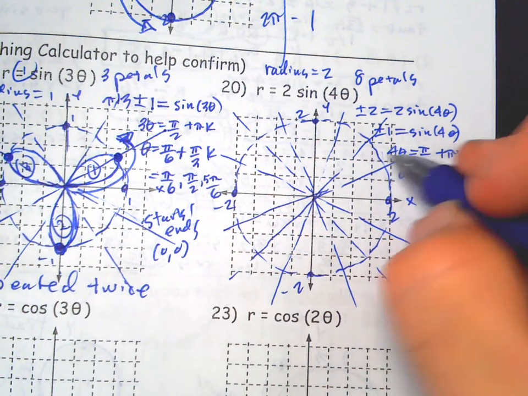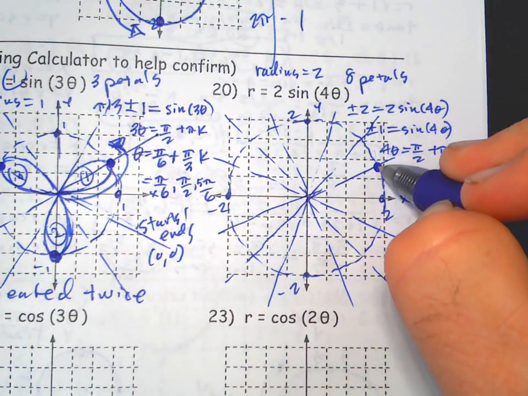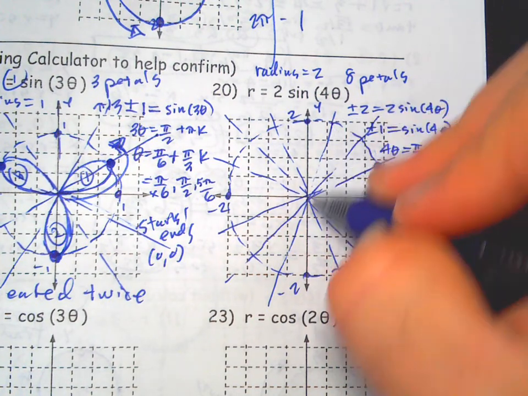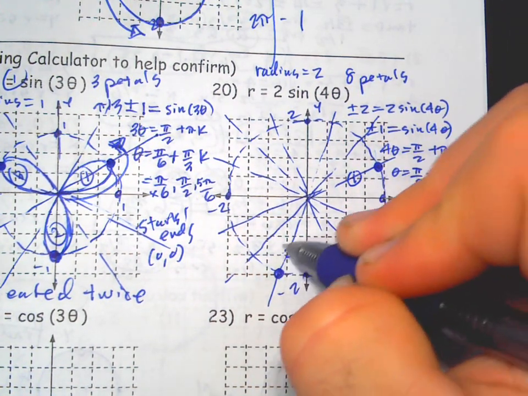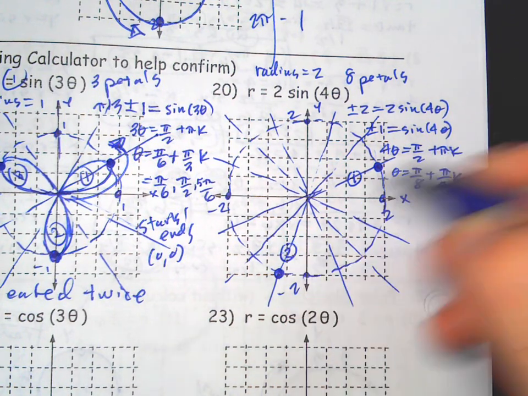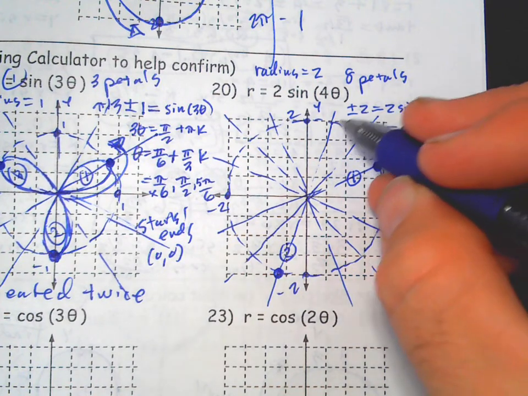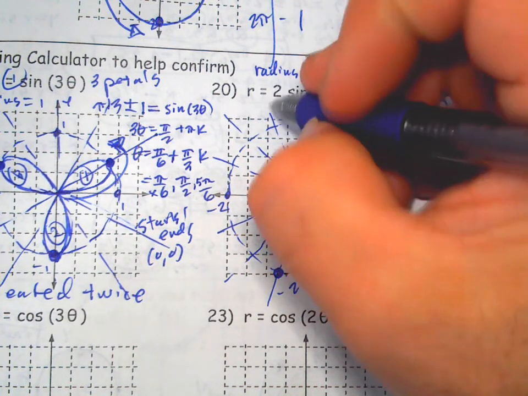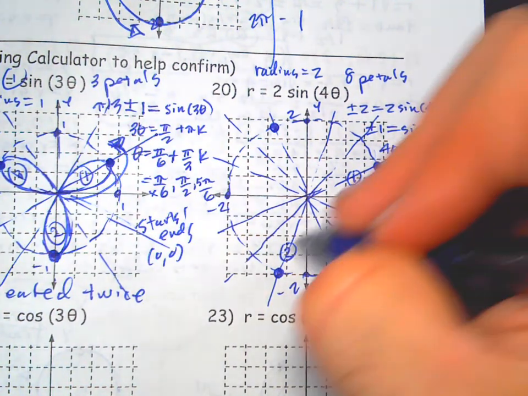So the first one's at pi over 8, and it's positive, so it's right there. The next one's at 3 pi over 8, it's going to be negative, so it's going to be back here. So here's the first petal, here's the second petal. And then we're going to add another 2 pi over 8 to 3 pi over 8. It's going to be 5 pi over 8. It's going to be here. It's going to be a positive one now because it alternates. It goes positive, negative, positive.